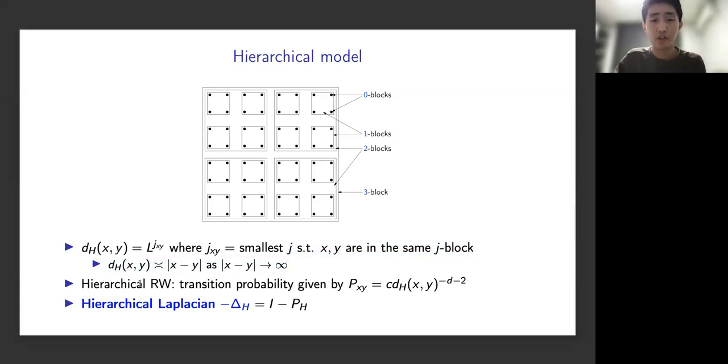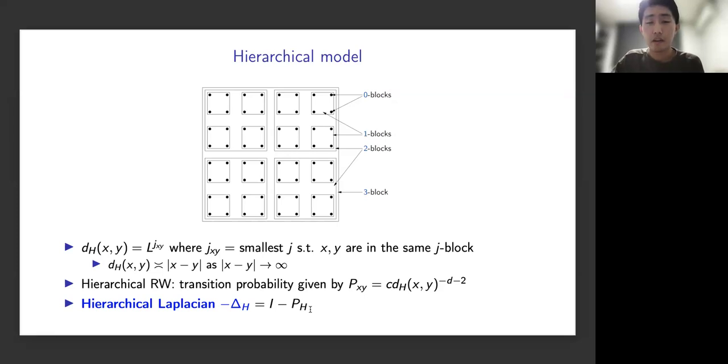And also we consider the hierarchical random walk. We define it using the probability matrix P_xy, and it's given by a constant, a normalizing term, times the hierarchical distance to the minus d minus 2. And the minus hierarchical Laplacian is defined as I minus P. So this H is a typo there.